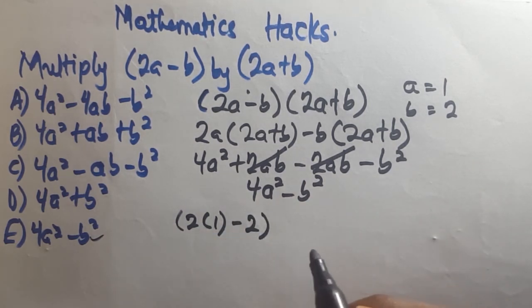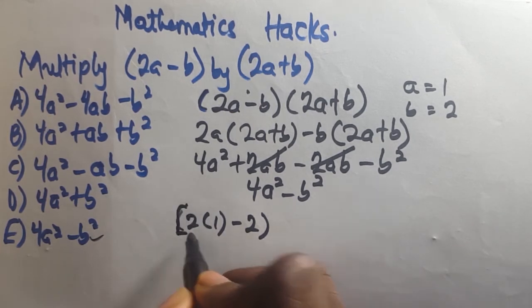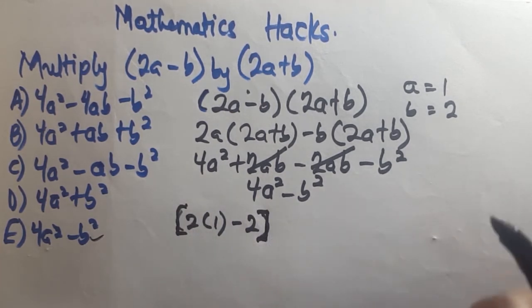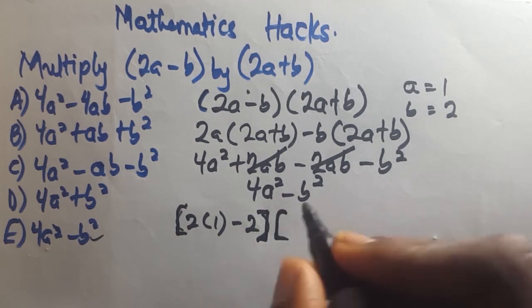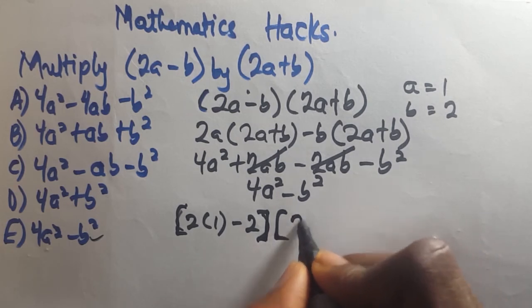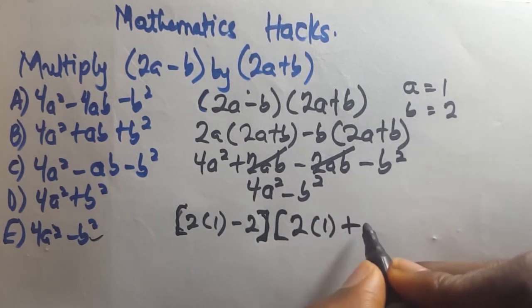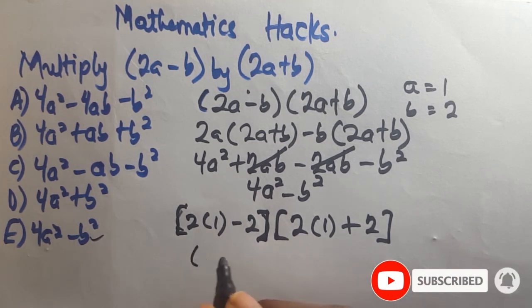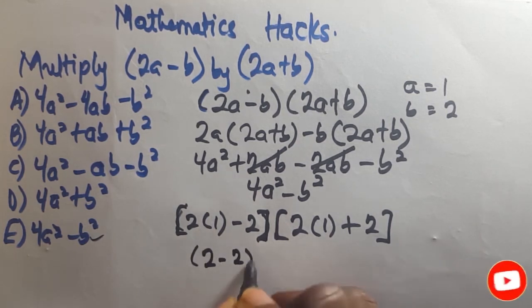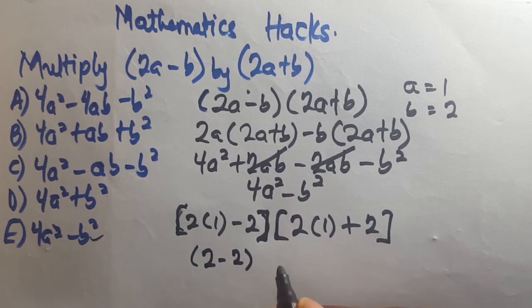So I think they should have a bigger bracket. This should be a bigger bracket. It's called square bracket or something. Yeah, square bracket. So this one also is going to have 2 times A, which is 1, plus 2, which is for B. So you work what's in the square bracket first, then you bring it down. So 2 times 1 is 2 minus 2. So we have this multiplied by 2 times 1 is what? 2 plus 2. So we are going to have 0 here. We're going to have 4 here. So 0 times 4 is going to give us 0.